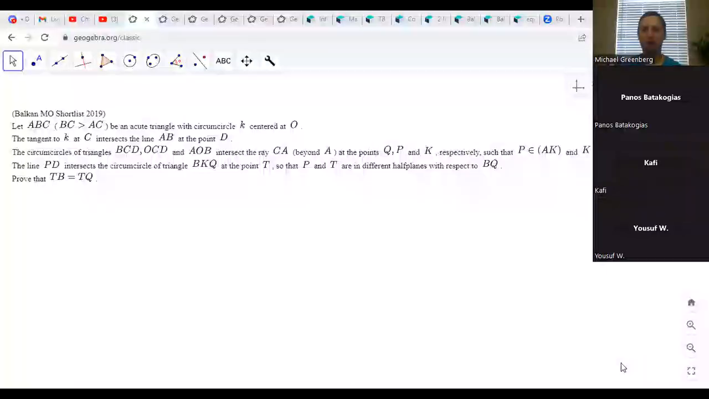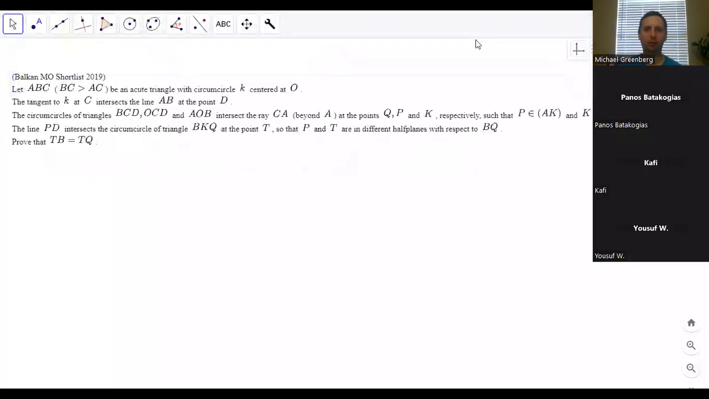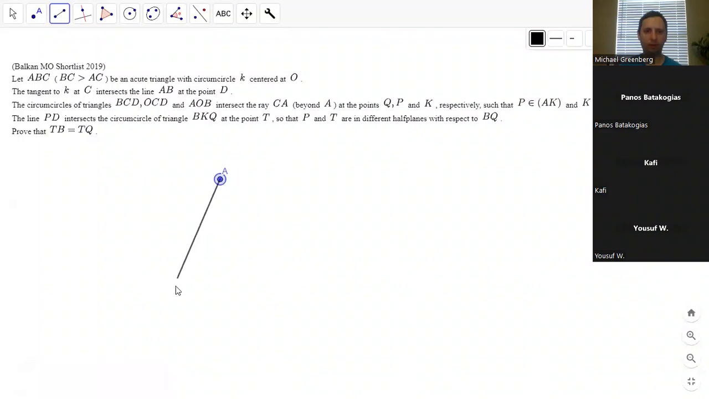Here is the first problem. So this is from 2019. And it was from the shortlist, so I don't think it was actually on the contest. So we have triangle ABC with circumcircle centered at O. I think part of the problem might be cut off here.